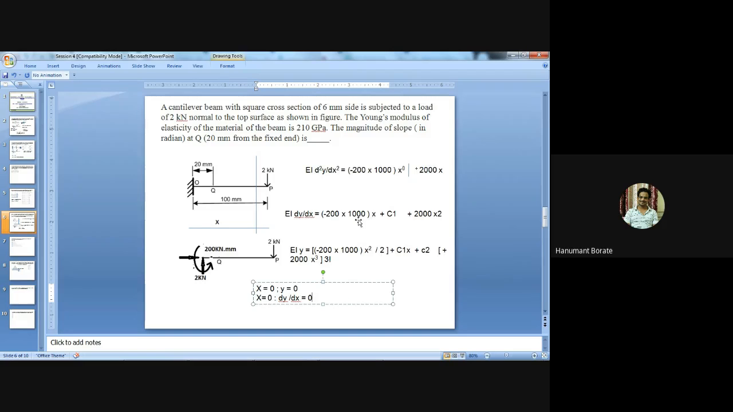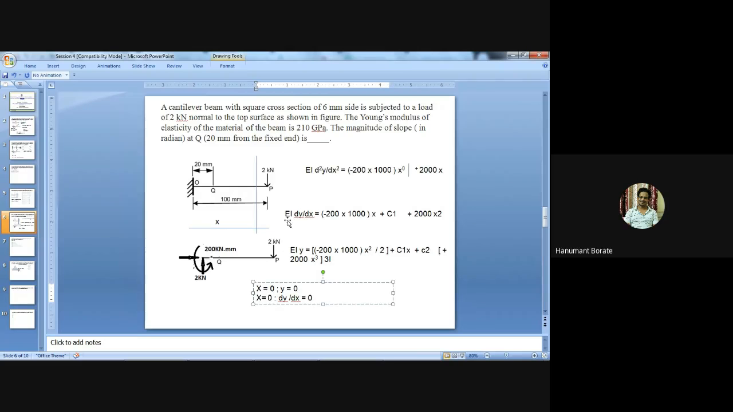Now put the value of c1 in this equation and put the value of x equal to 20 mm. Then divide that right side answer by EI.